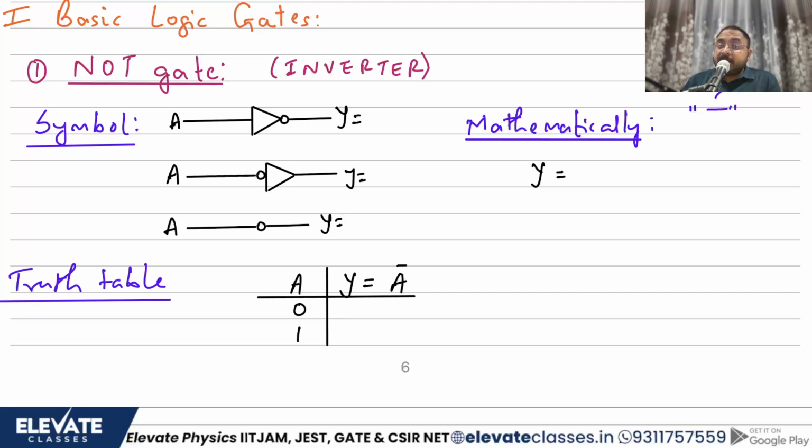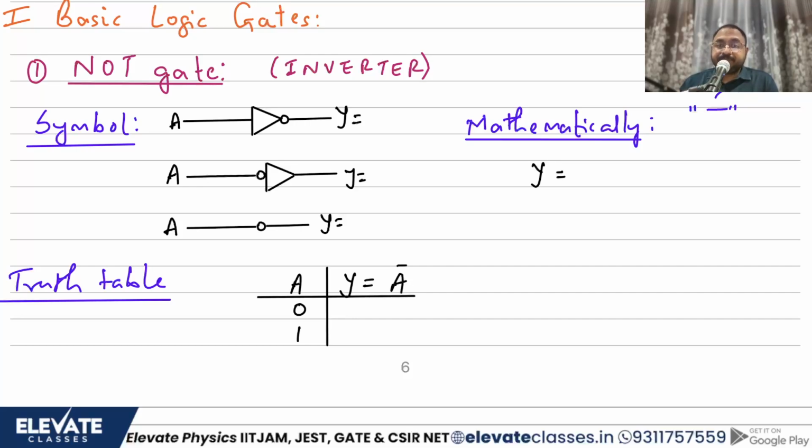Sometimes the bubble can also be before the triangle. It still is a NOT gate. Sometimes there's only a bubble. A bubble in digital electronics always indicates a NOT operation. So remember, with any of these three things, you're talking about a NOT gate.